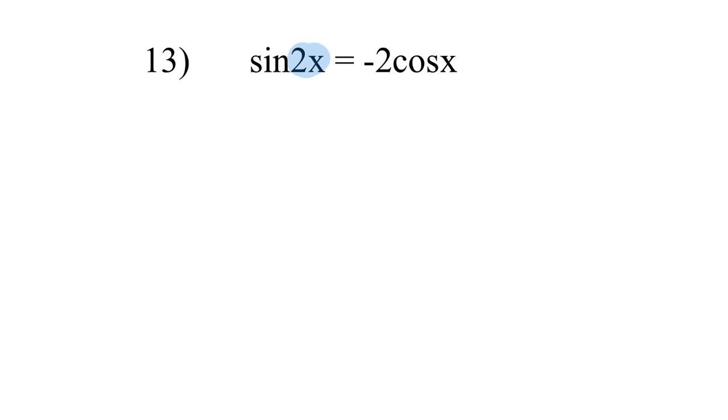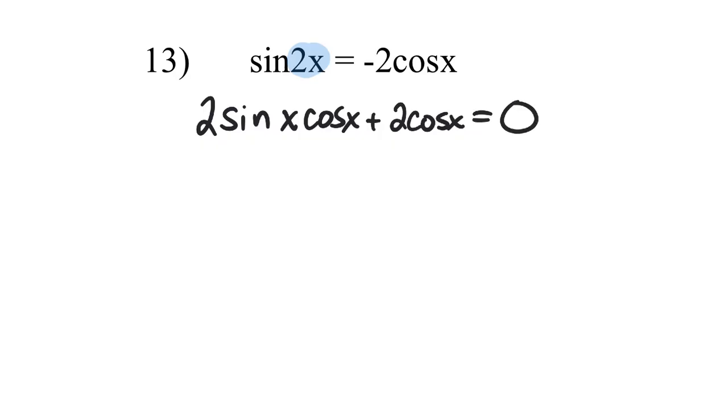In the problem up above, we had multiple options for cosine 2x. In this case, we only have one. Sine 2x always is rewritten as 2 sine x cosine x. And now I can see a common factor of 2 here. So I'm going to add 2 cosine x to the other side so that I can solve through factoring.